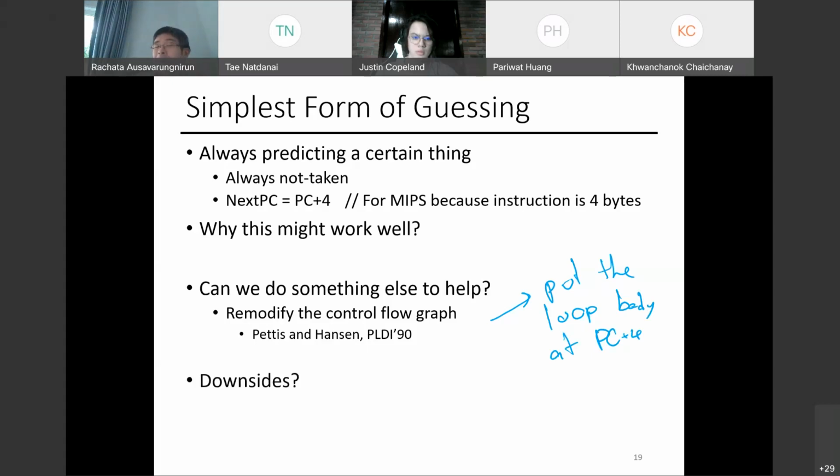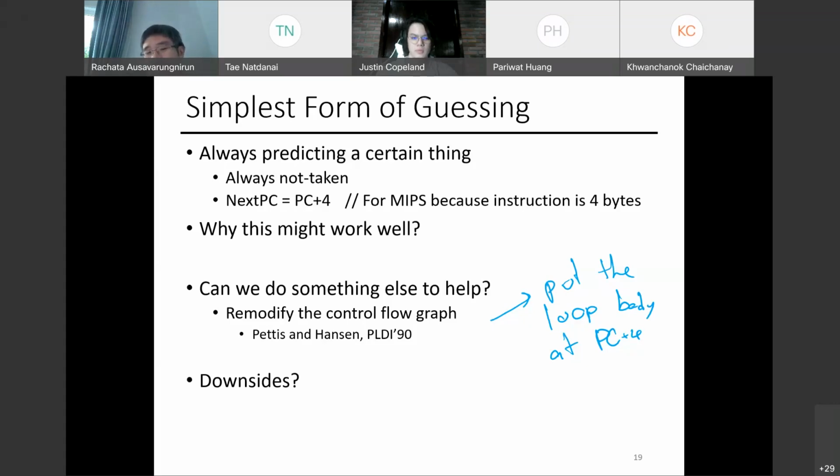Anyone here want to guess the downside of this? The obvious downside of picking one thing all the time? Well, it's not good enough, basically. You still have a relatively high misprediction rate, right?